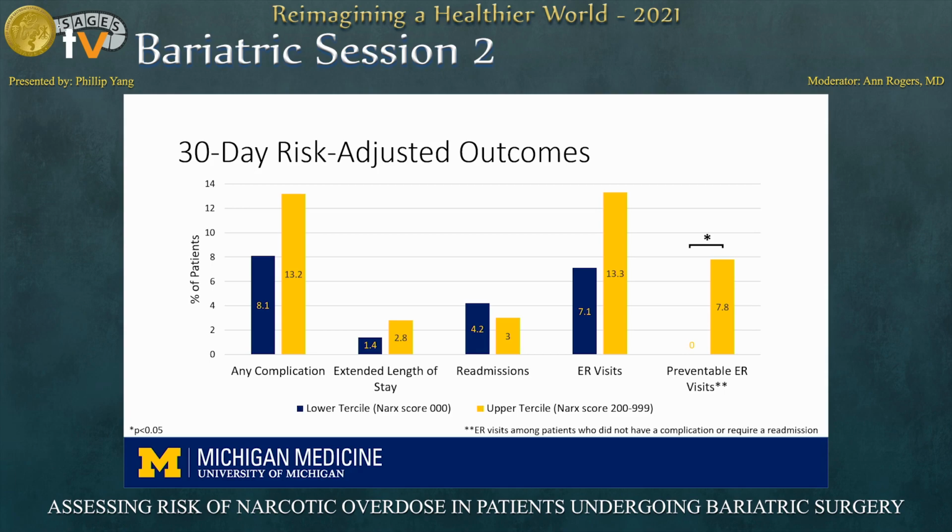Although patients in the upper and lower terciles had similar rates of adverse events, we did find that patients in the upper tercile had higher rates of preventable ER visits. This is defined as ER visits where the patient presented but didn't have a complication or require a readmission.